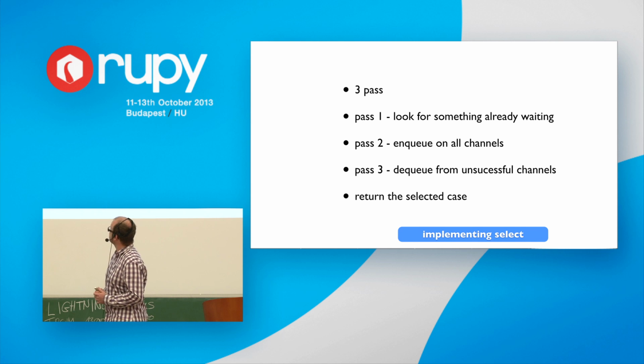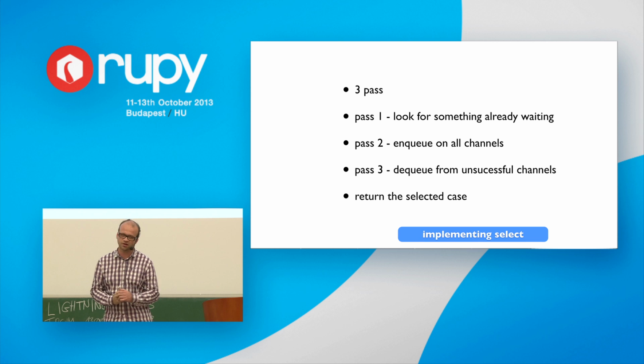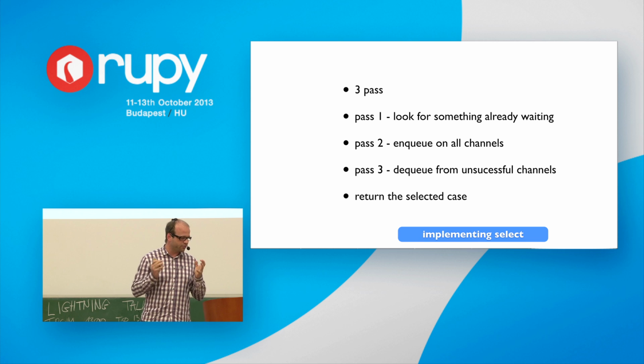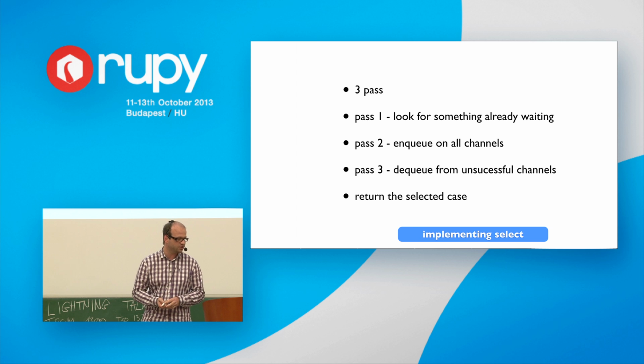Select is also implemented. The algorithm was very complicated. It took me at least one month to get it right. So you have three paths in the select. The first path checks if a channel is already sending or already receiving. If that is the case, it returns the first channel that is receiving or sending.